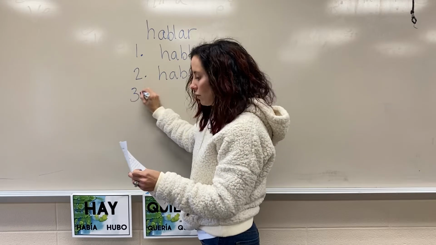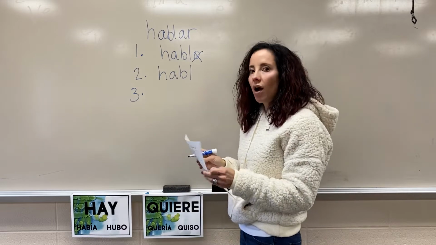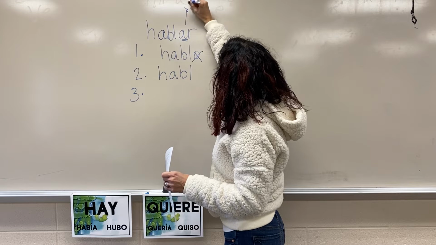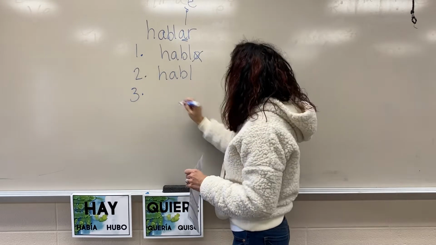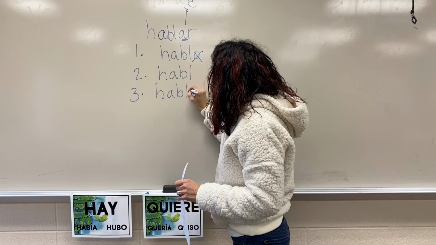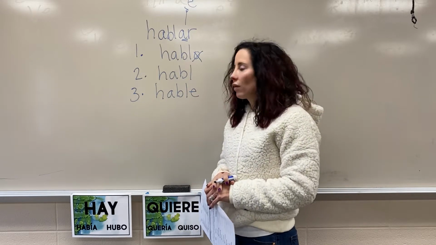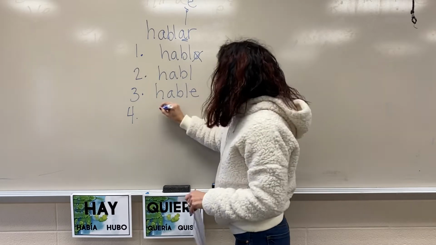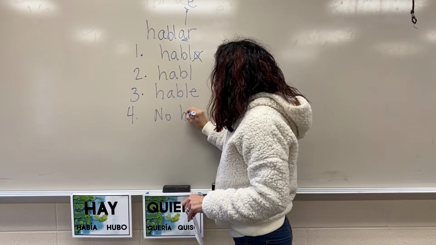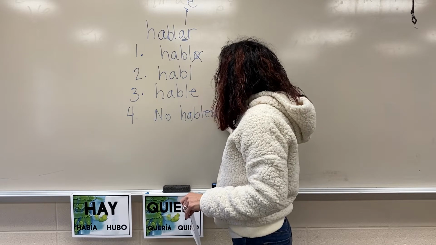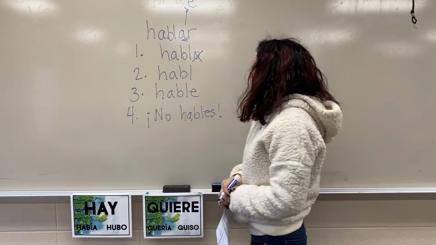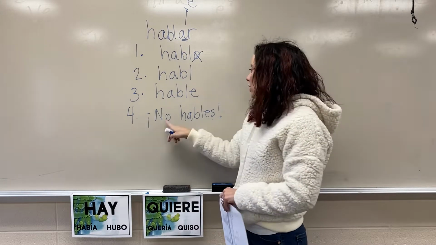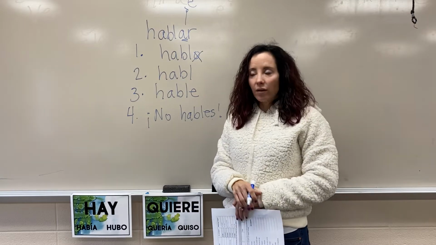Step 3, change the opposite ending. If it's an AR verb, the opposite ending is going to be an E. Step 4, the last step, put a no in front and an S at the end. No hables. No hables. Don't speak. Remember, we're doing the tú form, the informal command, and it's a negative. That is it. Now, we're going to do another one.